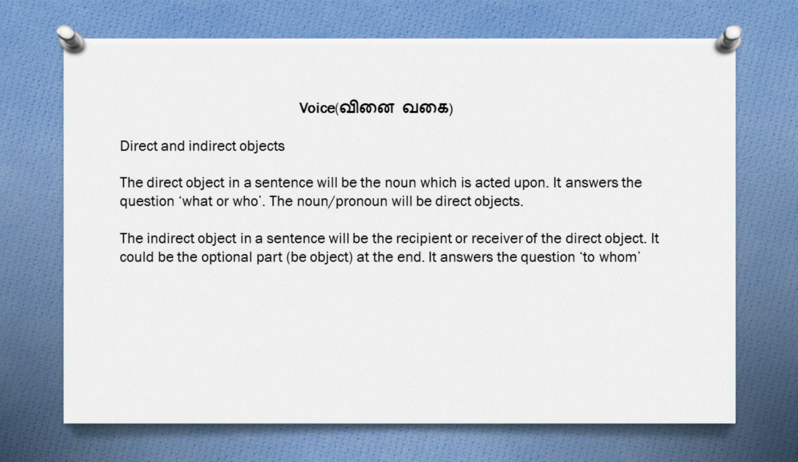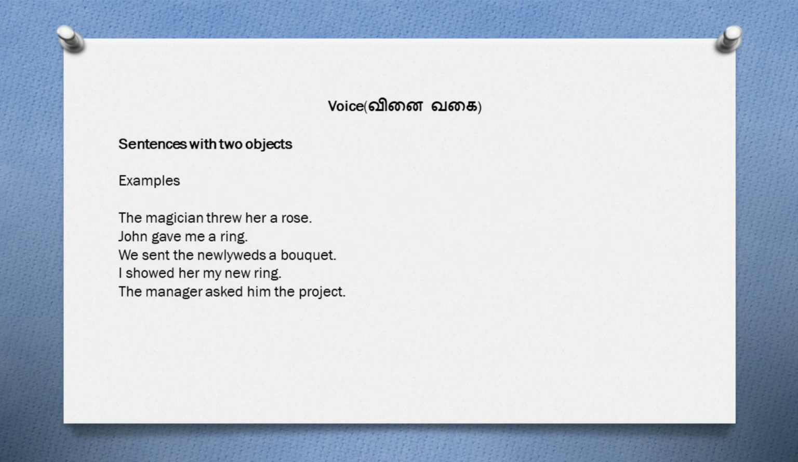Nouns or pronouns will be the direct objects, whereas in case of indirect objects, they are those objects in a sentence which will be the recipient or receiver of the direct object. It could be the optional object in the sentence. It answers the question to whom. So now let's see some examples to differentiate direct and indirect objects.